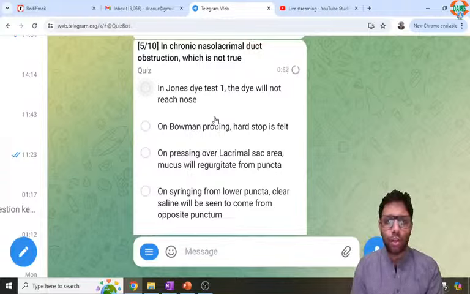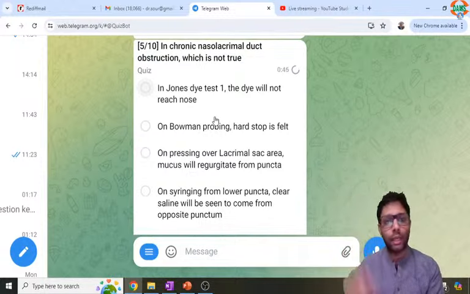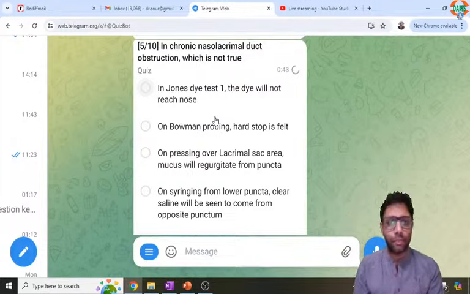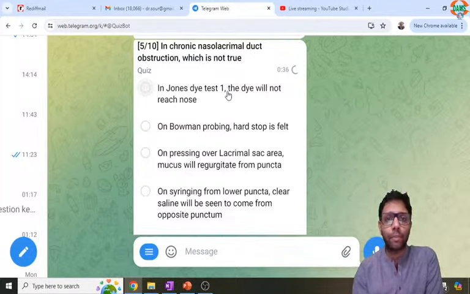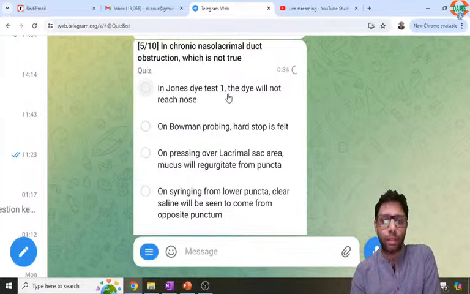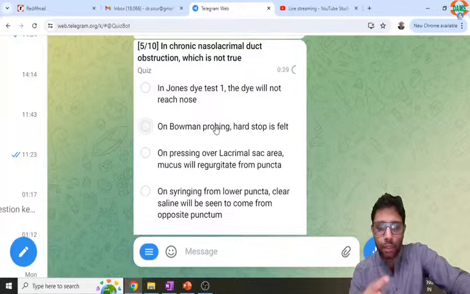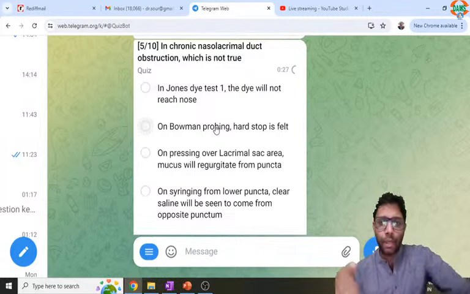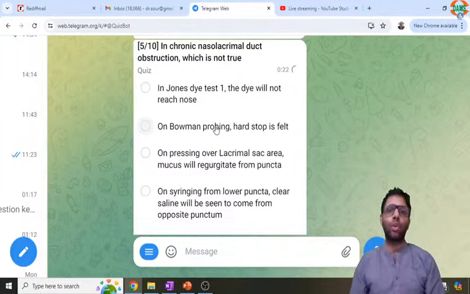Chronic nasolacrimal duct obstruction, which is not true. If you put a Jones dye, fluorescein dye, over the eye, and cotton in the nose, this is the Jones dye test 1. The dye will not reach the nose. That is correct because there is an obstruction of the nasolacrimal duct. On Bowman probing, you put the probe into the puncta, then canaliculus, then common canaliculus, then the sac, and there is obstruction below in the NLD. You will hit the bone. If you hit the bone, it's a hard stop. In canaliculus and common canaliculus, there is a soft stop.